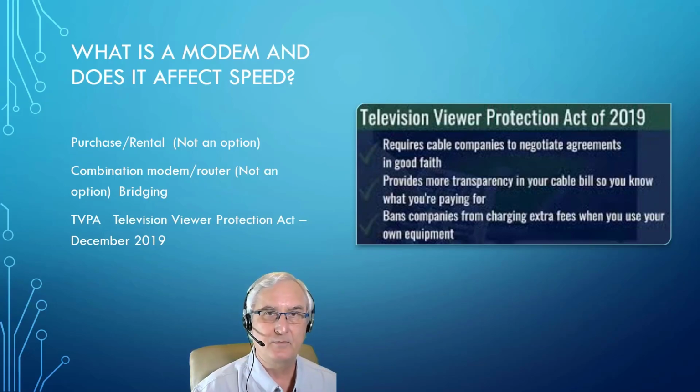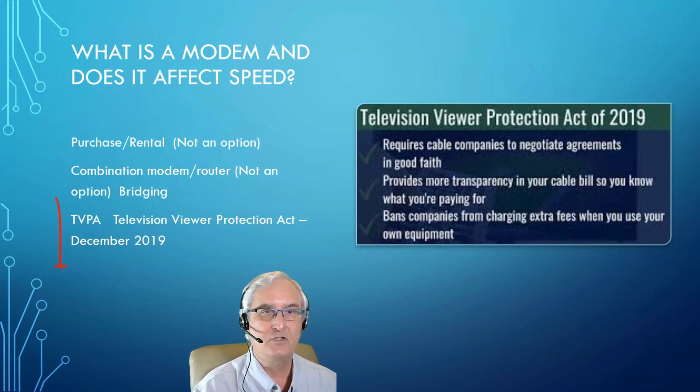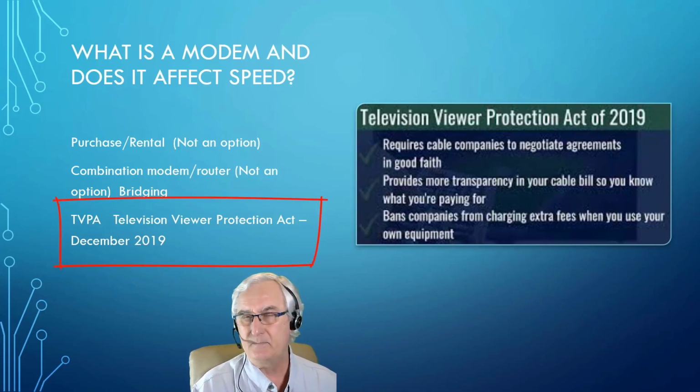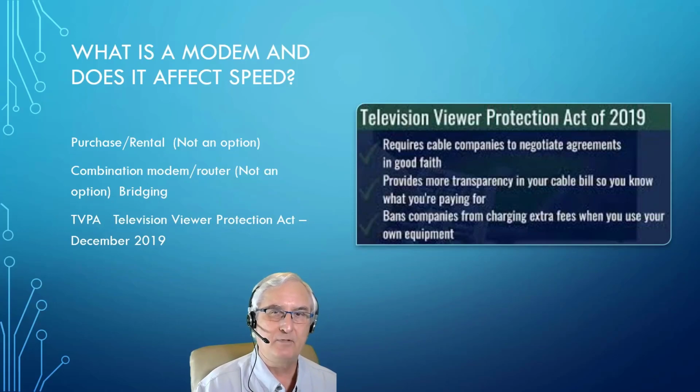I should tell you about a recent federal law. This was called the TVPA, or the Television Viewer Protection Act. This was passed in 2019. And what this says is this: it requires the cable companies to negotiate agreements in good faith. Provides more transparency in your cable bill, so you should know what you're paying for. But here's the kicker: it bans companies from charging extra fees when you use your own equipment.